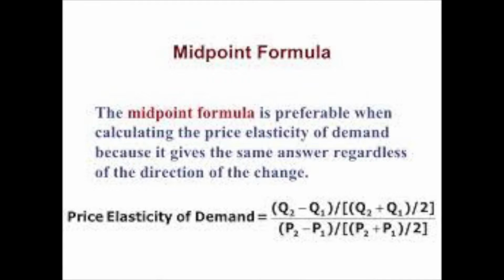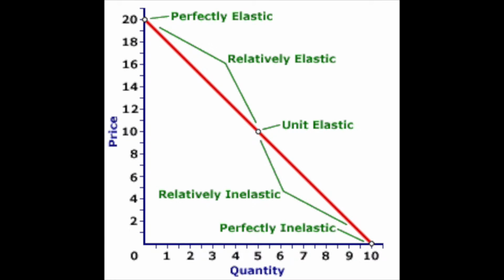In order to be more consistent with your coefficients, you can use the midpoint formula instead. The midpoint formula is the change in quantity over the sum of quantities divided by 2, divided by change in price over the sum of prices divided by 2. Demand is typically elastic in the high price, low quantity range of the demand curve, and is inelastic in the low price, high quantity range of the curve.